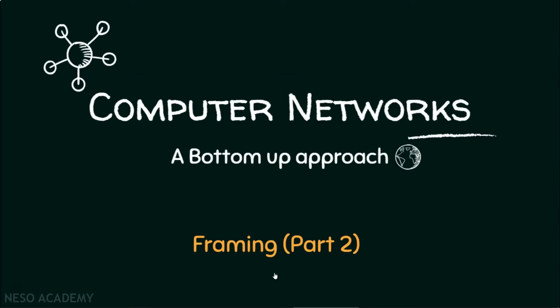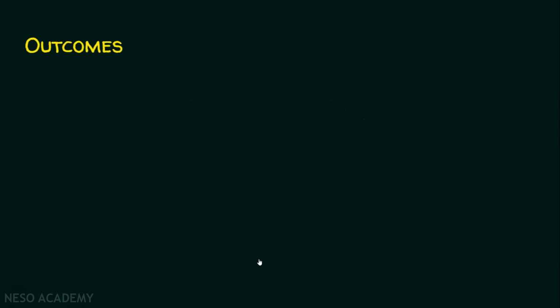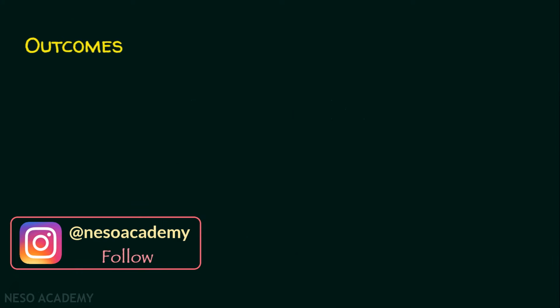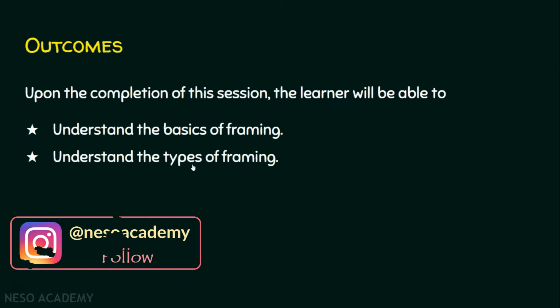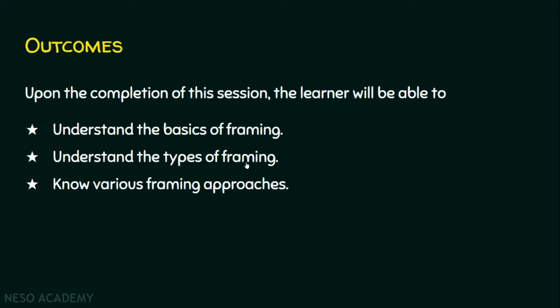In the previous lecture, we had a very basic understanding about framing, and in today's session, we will formally see what is framing. We will start the session with the outcomes. In today's session, we have 3 outcomes. We will see what they are one by one. Upon the completion of the session, the learner will be able to: outcome number 1, understand the basics of framing formally. Outcome number 2, understand the types of framing. And the last outcome, we will know various framing approaches.